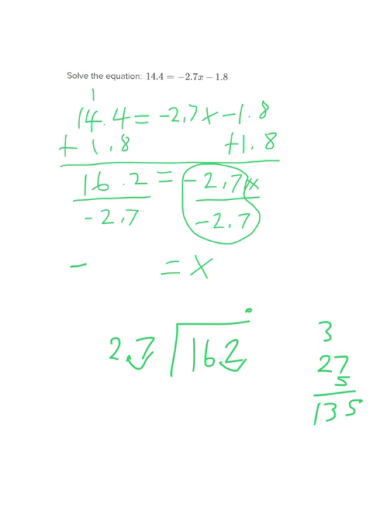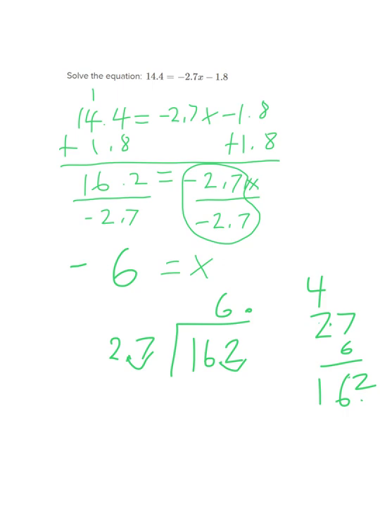So 5. I bet it goes in there 6 times. Let's try 27 times 6. It's 162. The answer is 6. X equals negative 6, remember. Whew.